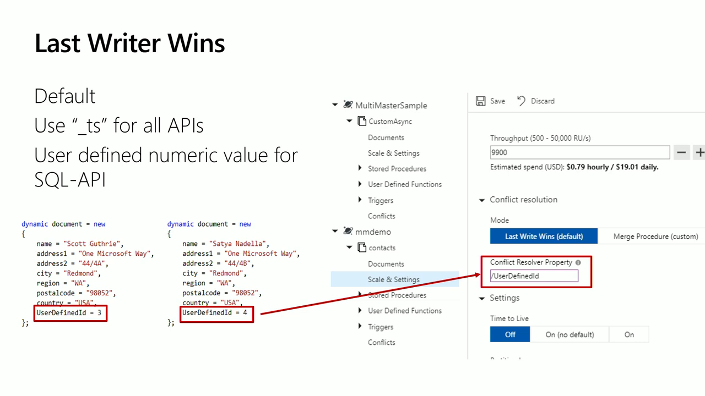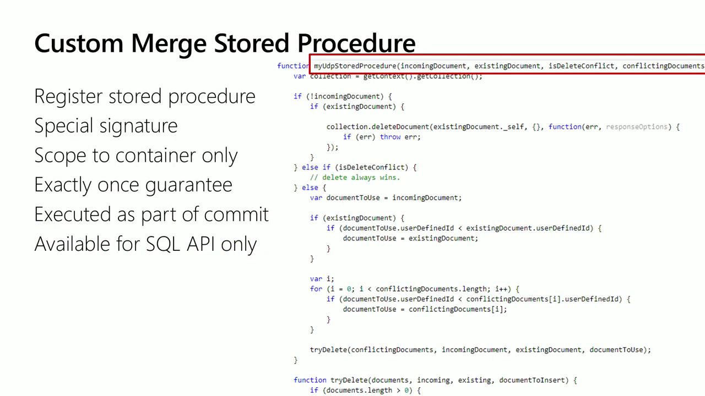And then you just set the path for that in the portal, or you can do this in ARM or PowerShell or whatever, and then we'll use that value to merge that for you. And that custom merge procedure, as I said, this is JavaScript, right? And then it has a special signature in there that looks like this thing here. You just register this as a regular stored procedure. Like every stored procedure in Cosmos, it's scoped to a container and also bounded by a partition key value. So you can use any other data within that partition to help resolve the conflict, but you're bound by those things.